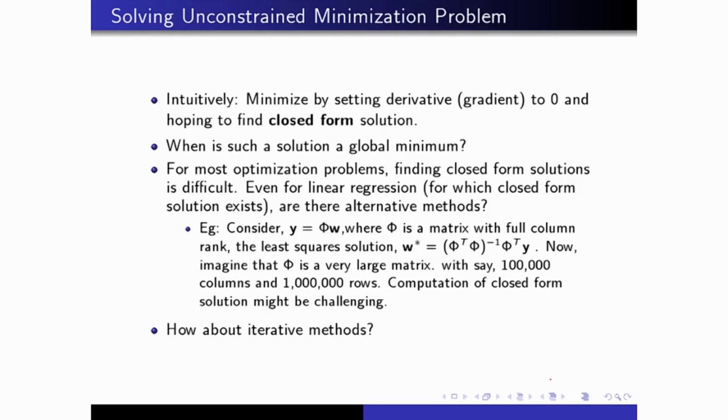So are there alternative methods? For example, even with linear regression with least squares objective, the inverse matrix which we see here might be difficult to compute, especially if phi is a very large matrix. So can we avoid closed form solutions and develop iterative methods even for such settings? More about this in the following.